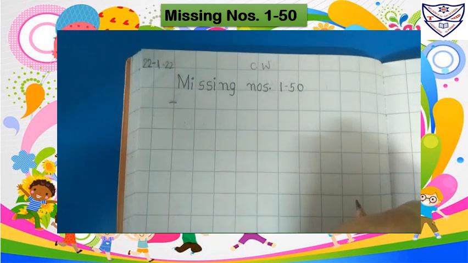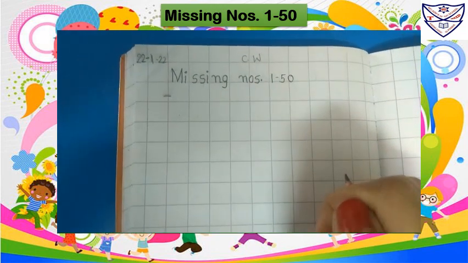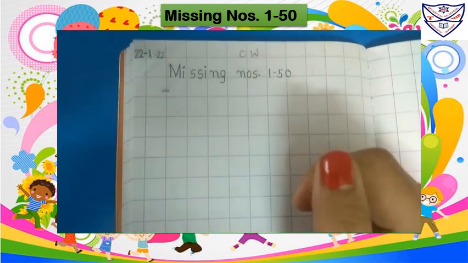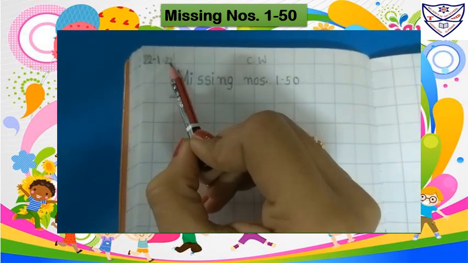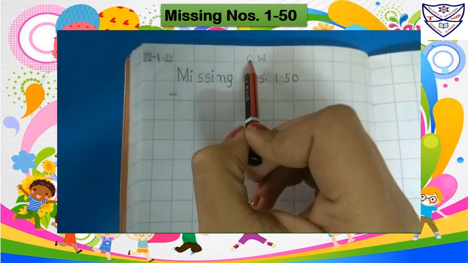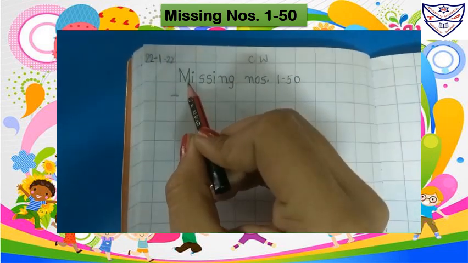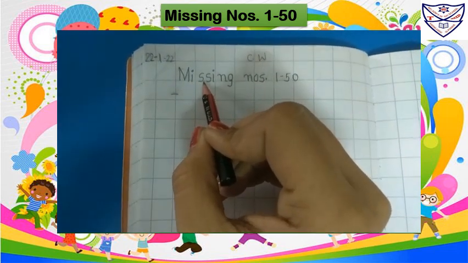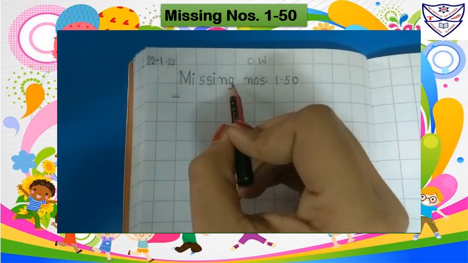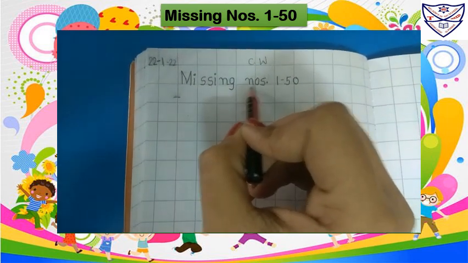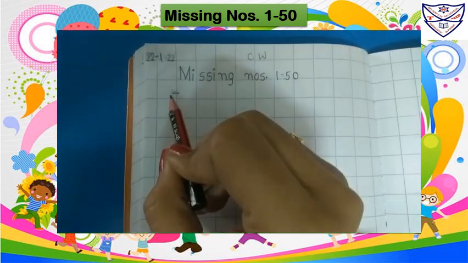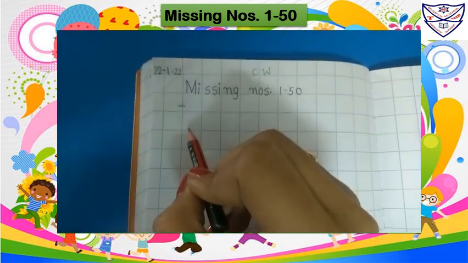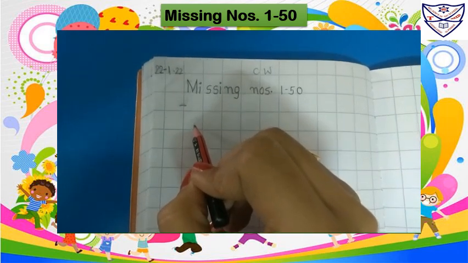Today we will write missing numbers 1 to 50 in square line notebook. Write here today's date, that is 22-1-22. Write here classwork. In the next line we will write heading missing numbers, nos numbers 1 to 50. Now leave one line and we will start from here.